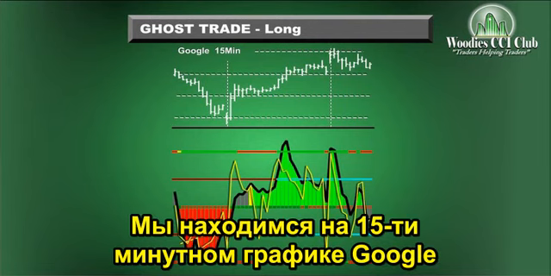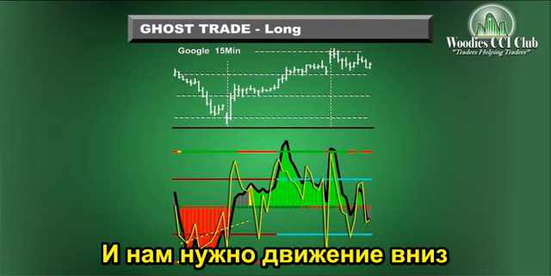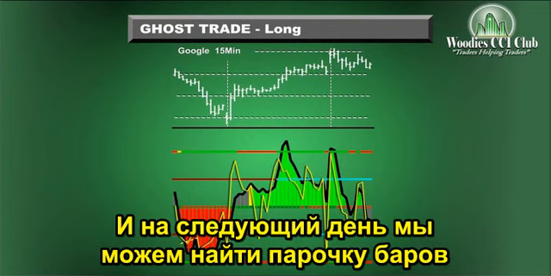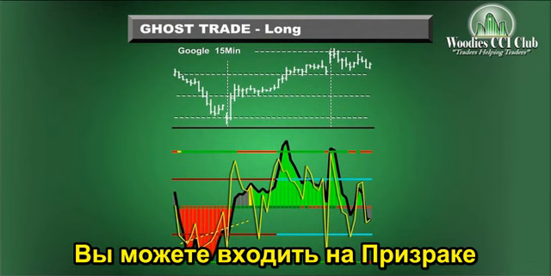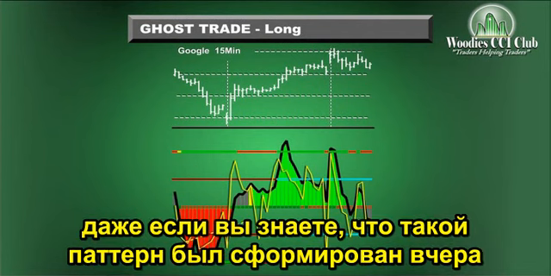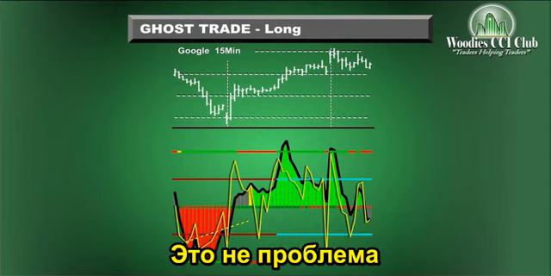Now, this happens to be a 15-minute chart, and what it was you had this down move, and then we had a couple bars the next day which triggered the ghost. So you can take the ghost even though it was part of the pattern developed yesterday. So there's no problem there.